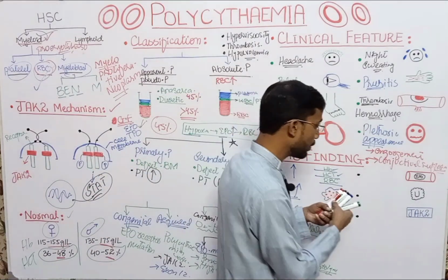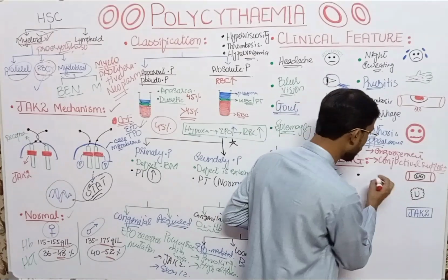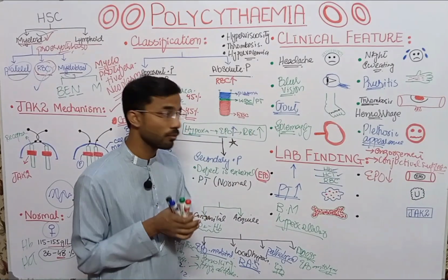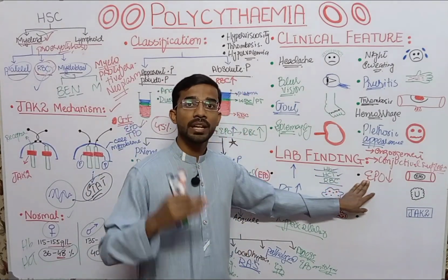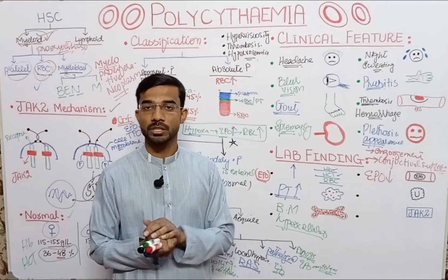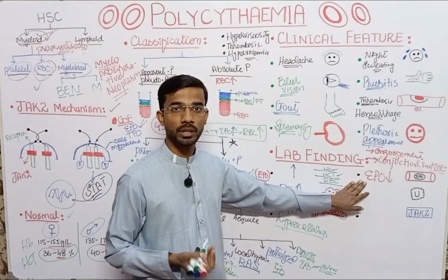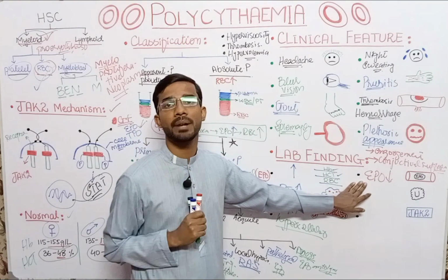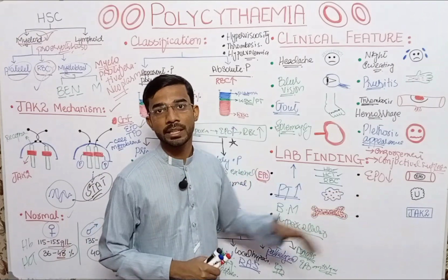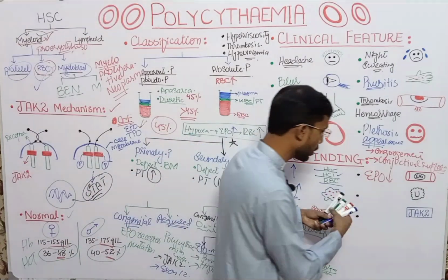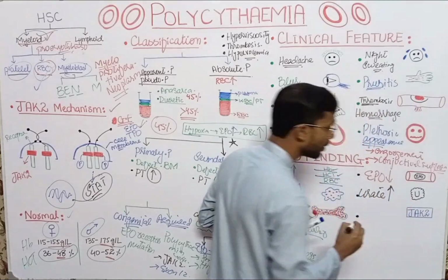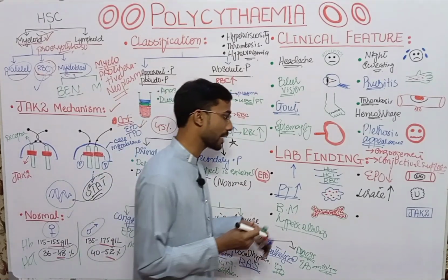Next is serum EPO. EPO will be reduced in the blood. Why? Because EPO is involved in RBC production and is utilized in the production of RBCs. Then automatically the level of EPO in the blood will be reduced because EPO is being utilized in the production of RBCs. Next, the uric acid level, or urate level, will be high, which causes gout in that situation.